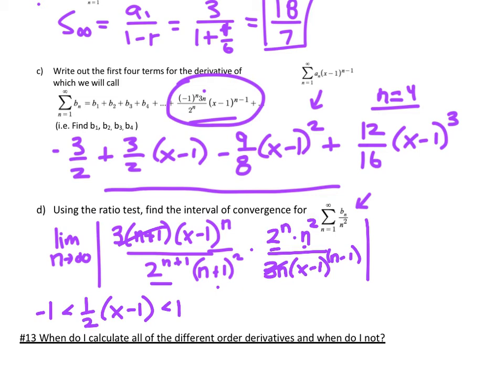So if I sort that out, that'd be -2 < x minus 1 < 2. Add 1 to all sides, so this would be -1 < x < 3. Now remember, you have to check endpoints.